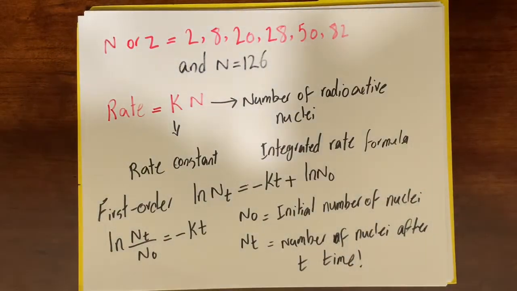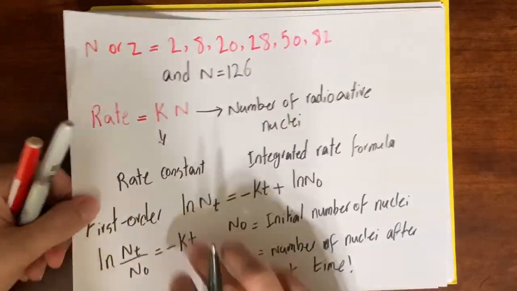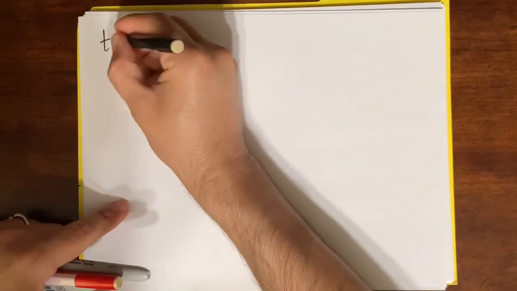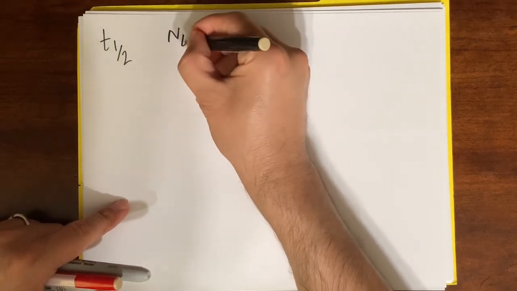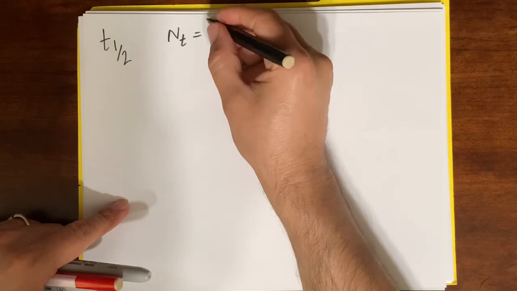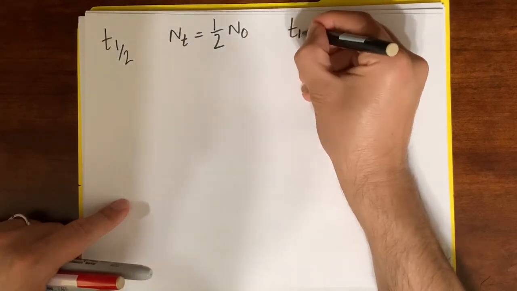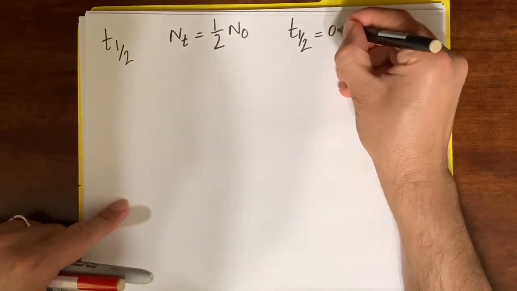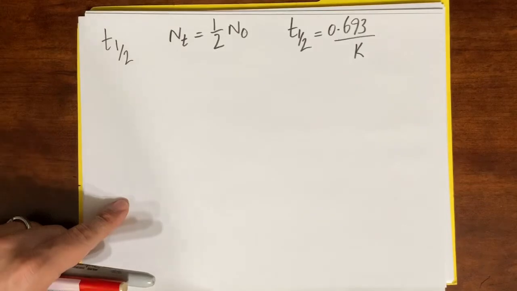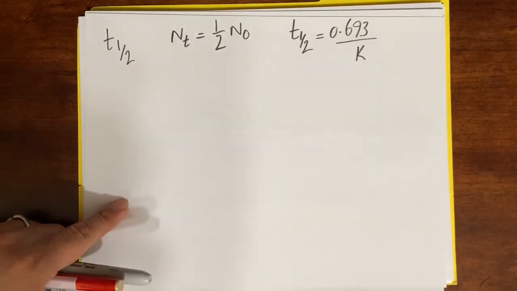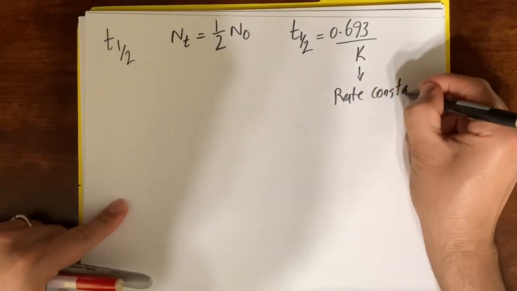Okay, so I mentioned this one last time, and we practiced this formula, and we said T half-life is the time that we need to spend to drop N to half of the initial number of nuclei, and the T half-life we can calculate through this formula: 0.693 over K, where K is the rate constant.